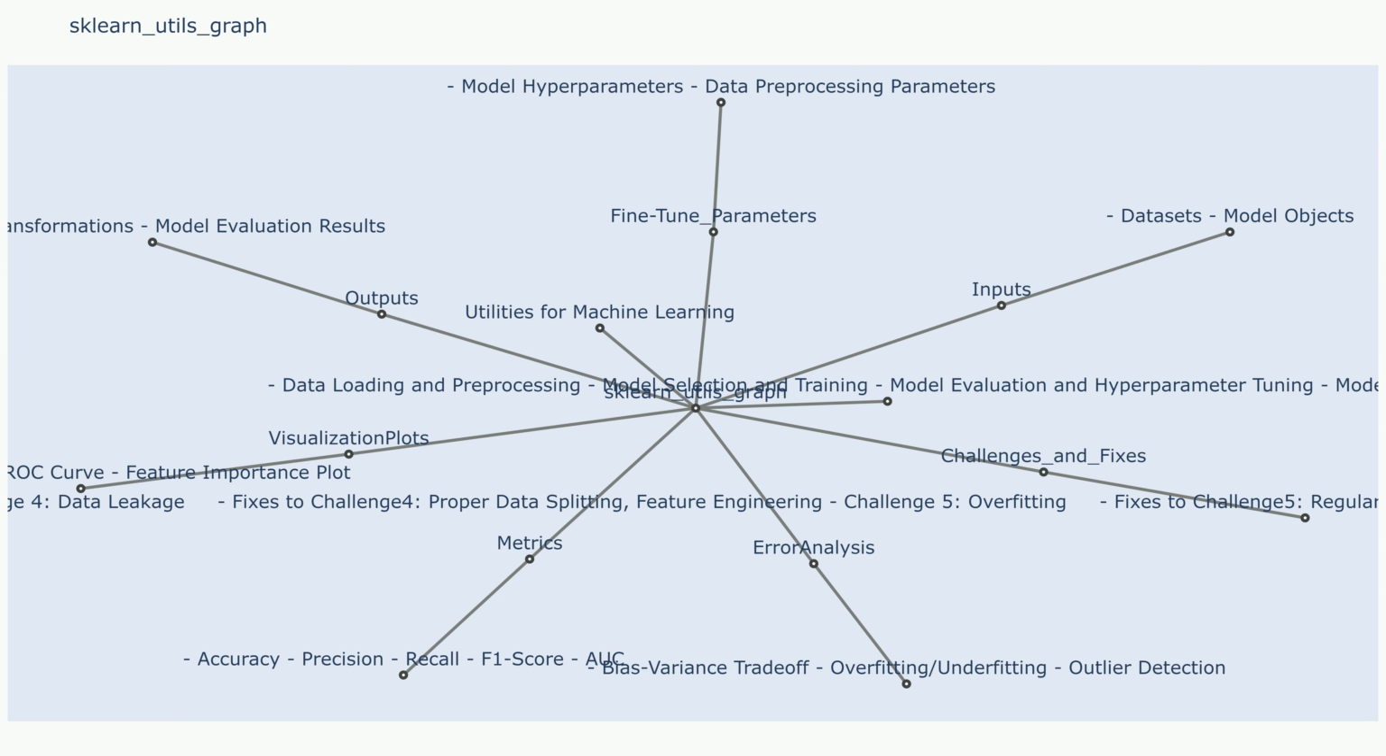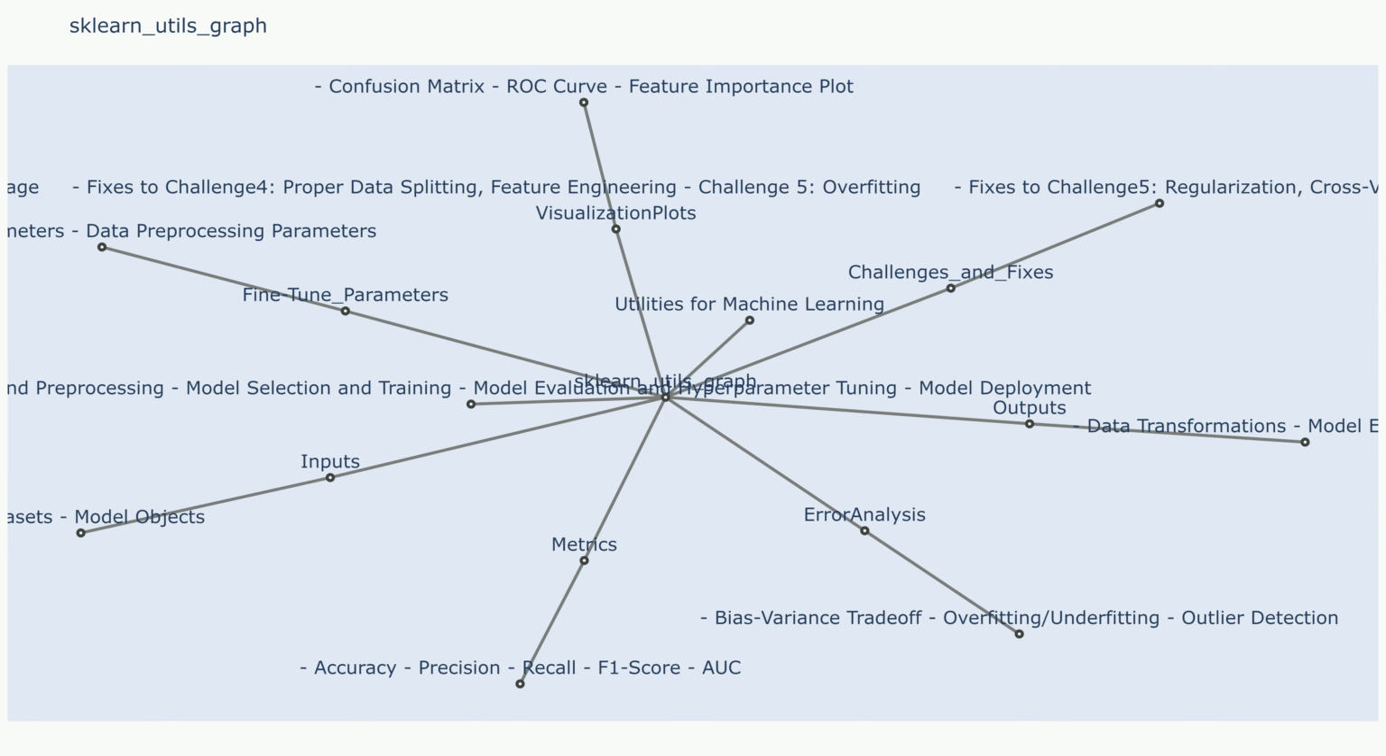Parameters: these are the configuration settings for the utility functions. They control aspects like the behavior of the function, specific algorithms, or thresholds for various operations. Outputs: processed data. The output of many utilities is transformed data. For instance, data standardization, encoding categorical features, or splitting data into training and testing sets.